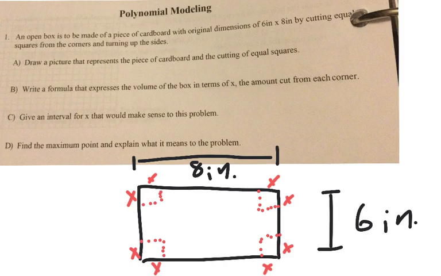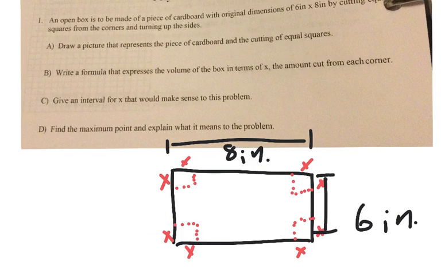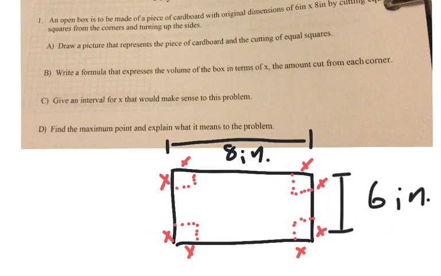So A, draw a picture that represents the piece of cardboard by cutting of equal squares. So we've done that here on A. B, write a formula that expresses the volume of the box in terms of x, the amount that was cut from each corner. So this is the part that's going to be hard for me to draw. So let me show you someone who can draw and their representation, and we'll kind of talk about how they got that.